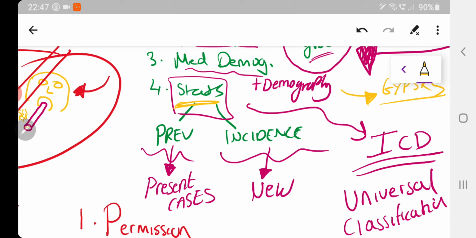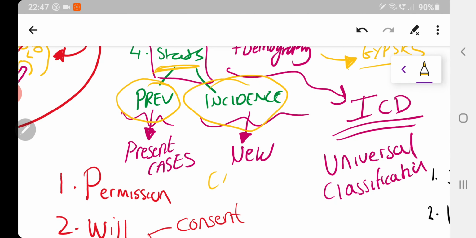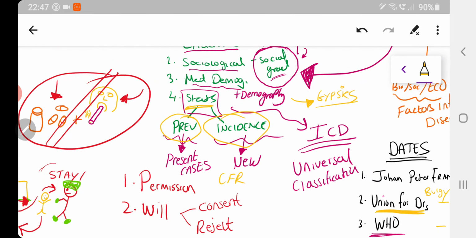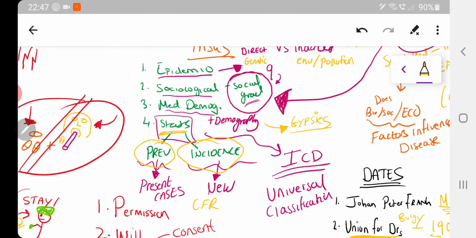And then statistics. So in social med, we love prevalence, we love incidence, how they were on about case fatality ratio and all this other stuff as well. Prevalence means how many present cases there are. Incidence, how many new cases there are. Okay. So 4 tasks. Epidemiology. So how it starts sociologically. How is it influenced by social factors, medical demography, and stats.